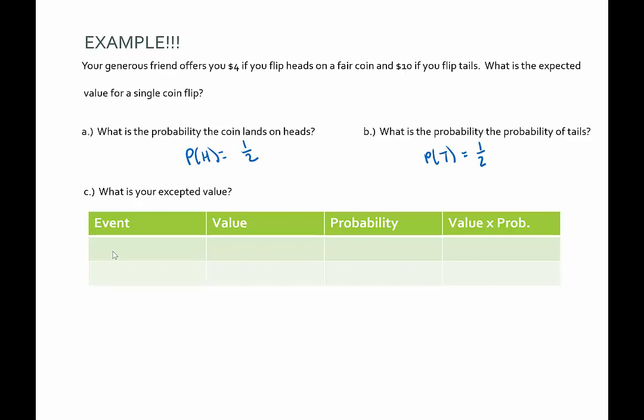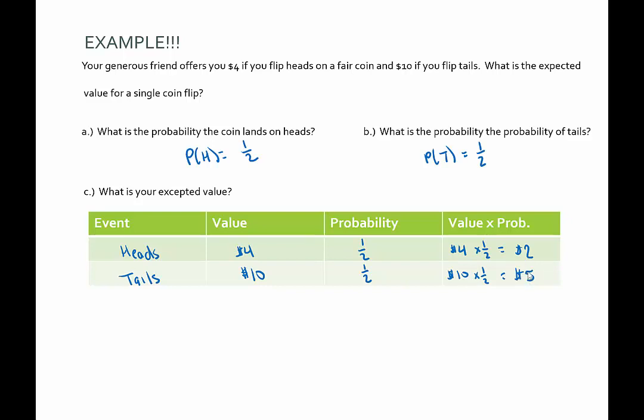Let's figure this out. So the event here is flipping a heads, and the value is $4 for heads. The probability is 1/2. The value times the probability, that would be 4 times 1/2, or half of 4 is 2. All right, that brings us to tails. Tails is worth $10, right? And both of these are positive. I didn't put the plus signs, but they're both positive. The probability of tails is 1/2. So we would say 10 times 1/2, and half of 10 is 5.